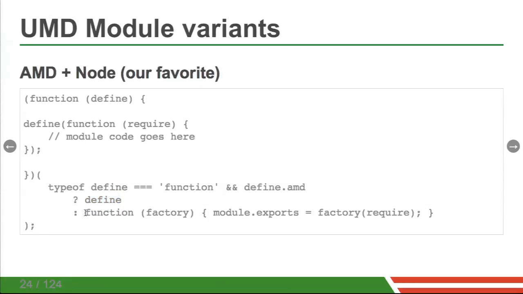Otherwise, we're going to assume here, and again, this is a form of UMD that assumes we're in one of two environments, either a node-like CommonJS environment or AMD. We're going to just on the fly create a factory, something that executes our factory function and does what we saw before, and that is, assign an exports object that will be used as a module throughout the rest of the system.